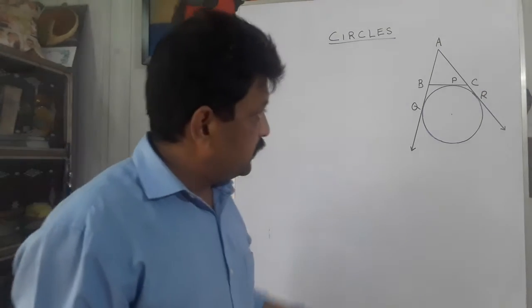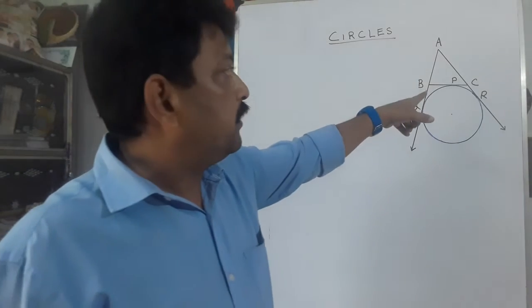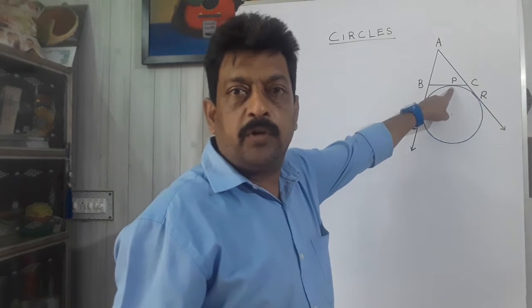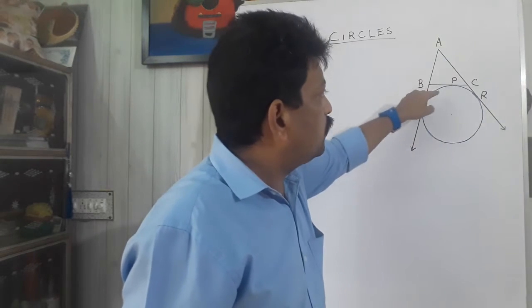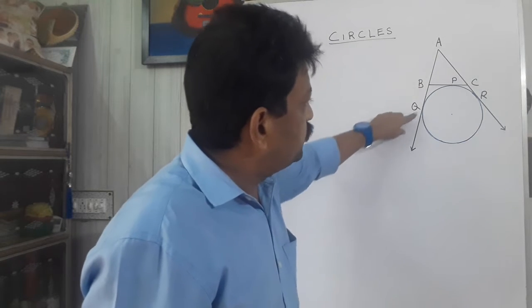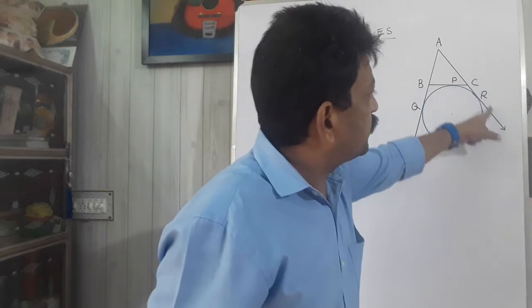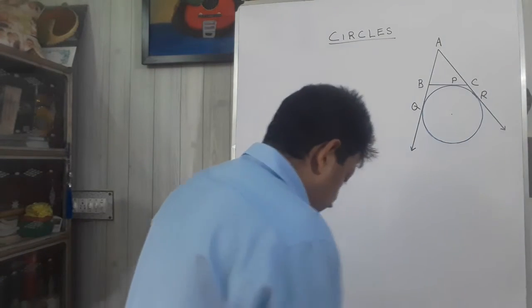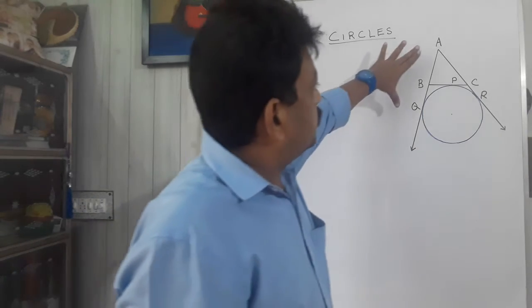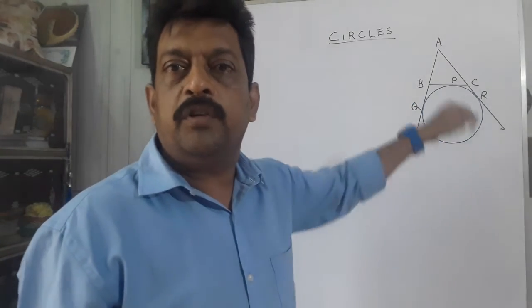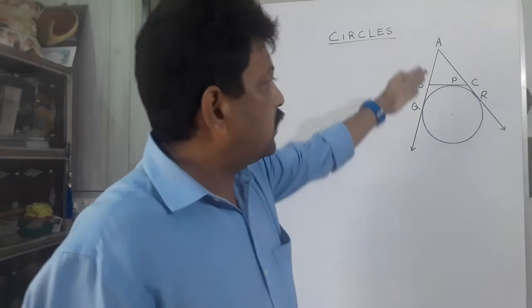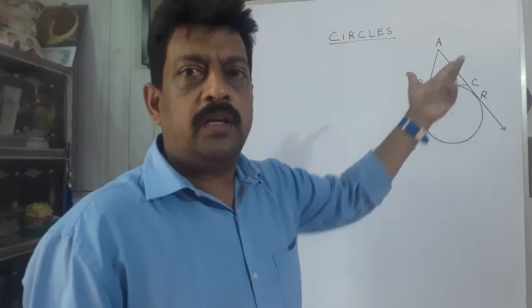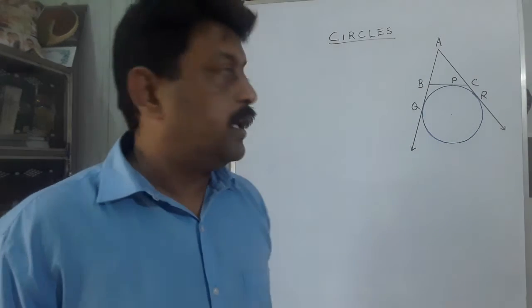Okay, so let me explain the whole question again. ABC is a triangle. A circle is drawn such that the circle is touching the side BC at the point P, and this circle is also touching the side AB produced at Q and AC produced at R. What we have to prove? We have to prove that each tangent is half the perimeter of triangle ABC. That is, AQ equals half the perimeter of the triangle ABC, as well as AR is also half the perimeter of the triangle ABC.